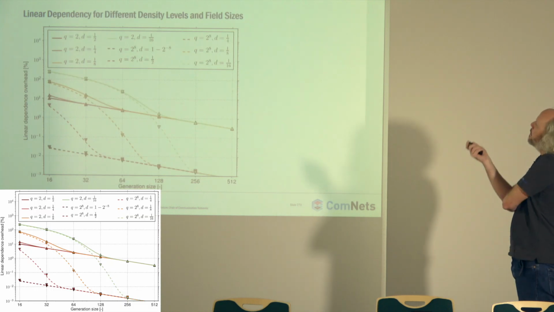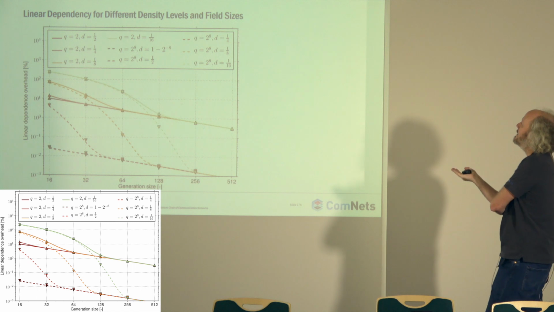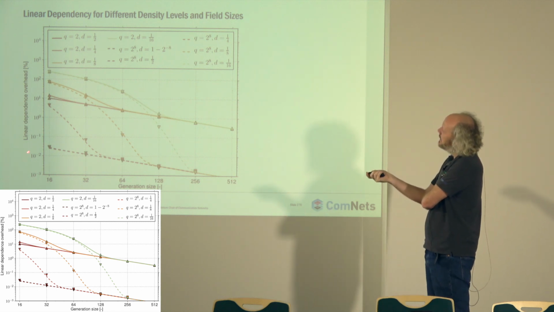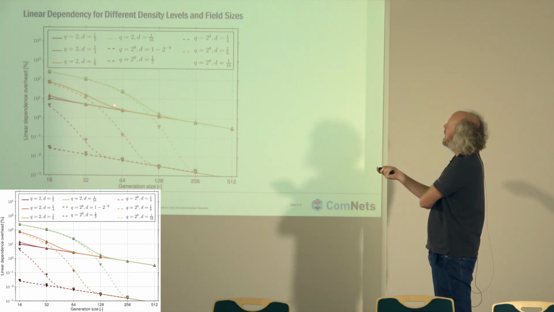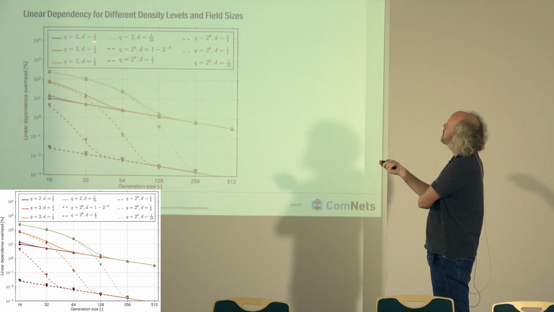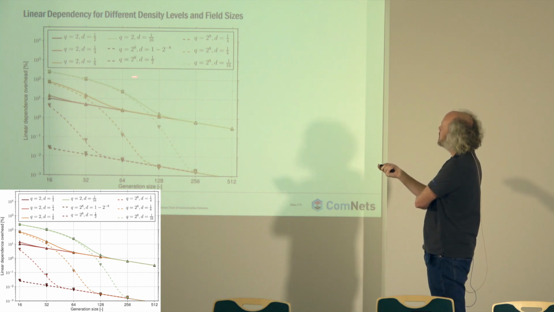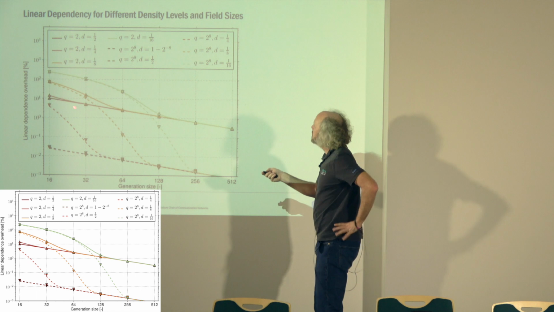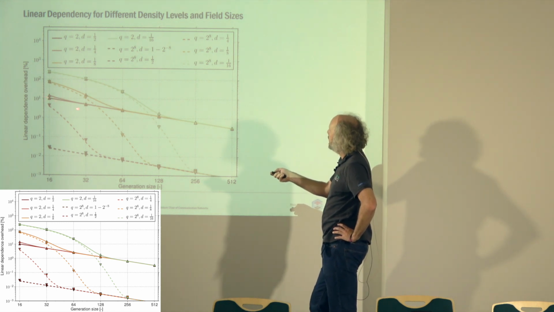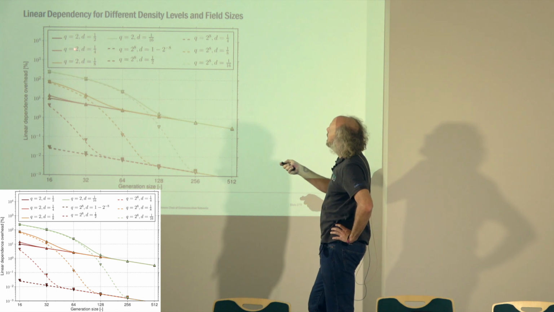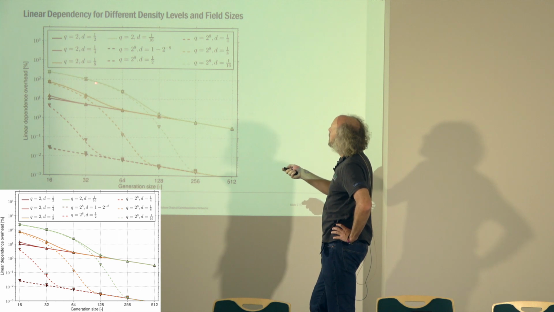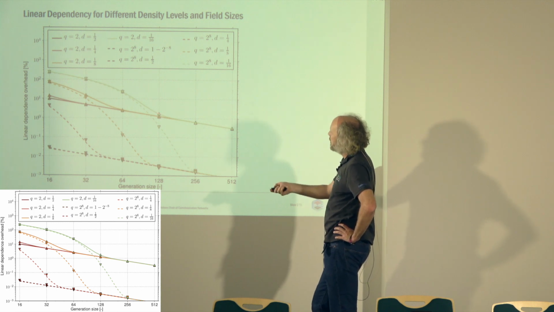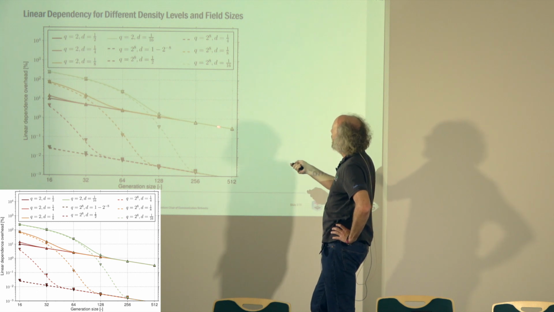Now, here's a nice plot which shows the linear dependency for different density levels and fields. On the y-axis, you see linear dependency overhead in percentage, and here's the generation size. The solid lines are the binary field, and the dashed lines are the higher fields. And then you have a density, right? So this one here, the solid line is binary and density 1/2. This one is 1/4, this is 1/8, 1/16.